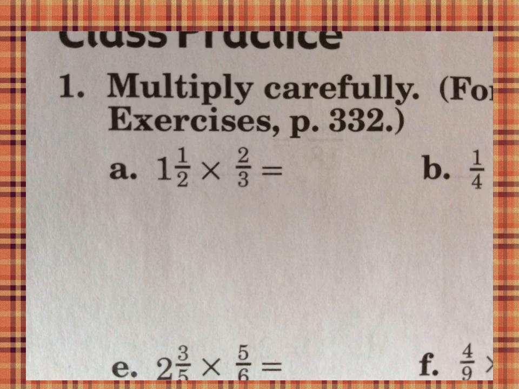Today we're multiplying fractions and mixed numbers. And so what we're going to have to do here, we'll get started with 1a. We're going to have to take our mixed number. Remember, a mixed number is a whole number and a fraction together. We're going to have to make it improper. So we'll do the 1 times 2 plus 1.